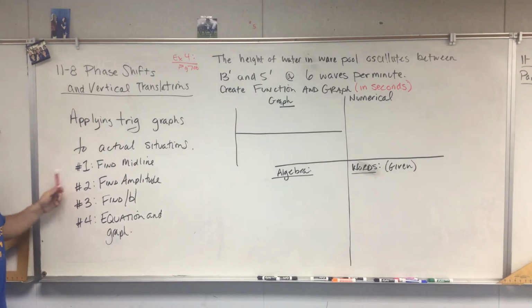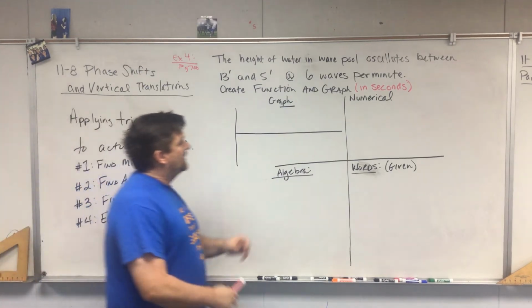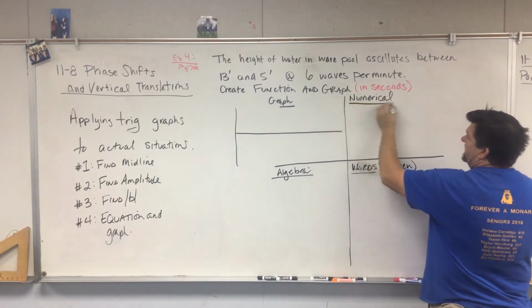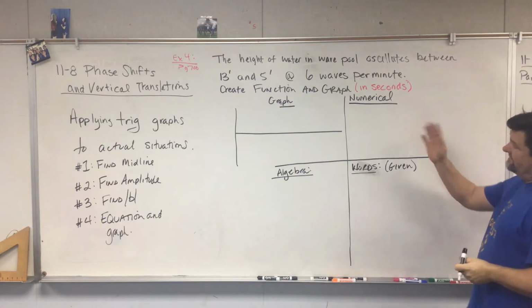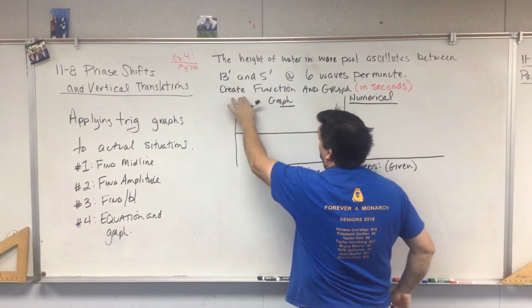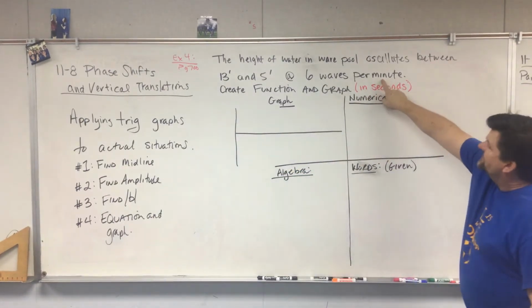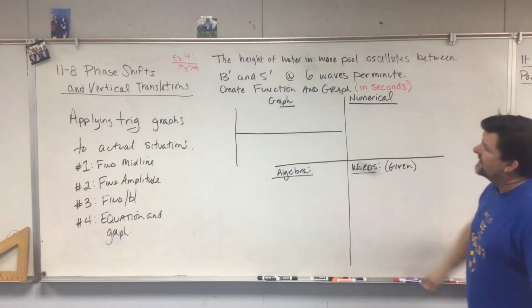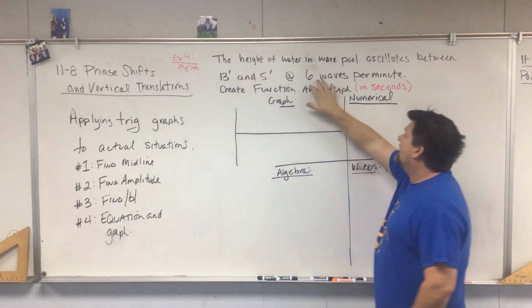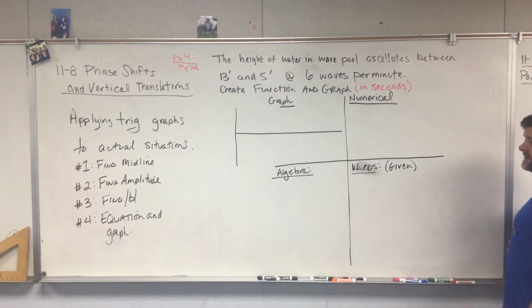So we've got 4 steps: find the midline, find the amplitude, find B, and then find the equation and graph it. I pre-did everything. We're going to use our NAW acronym here. Let's take the information that we're given. We want to write a sine function. They give it to us in minutes, but we want it in seconds. They give us the maximum and minimum height of the water, and that there are 6 waves per minute. So we've got a lot of information here.